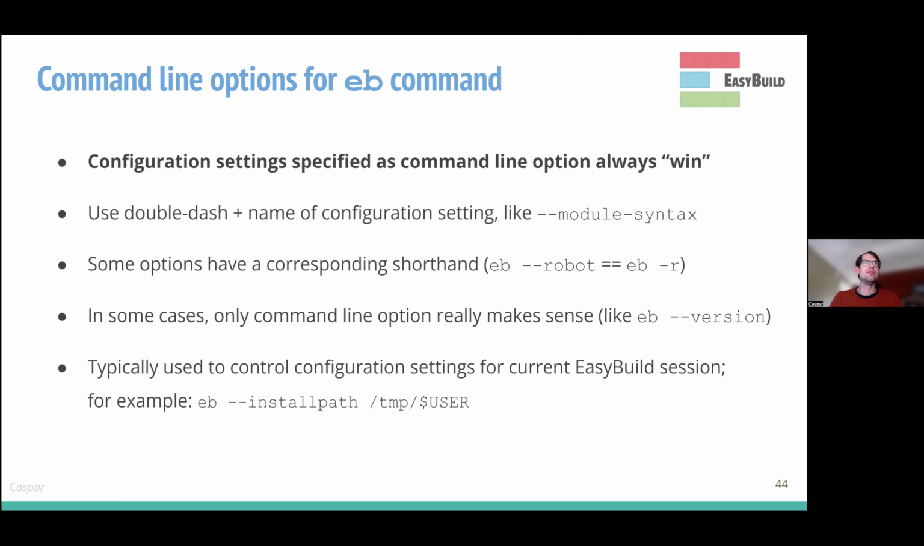And again, the command line options you typically use for things that you want to change with every run of EasyBuild, right? So maybe you want to try some installation in a temporary prefix, so you temporarily set a different install path.